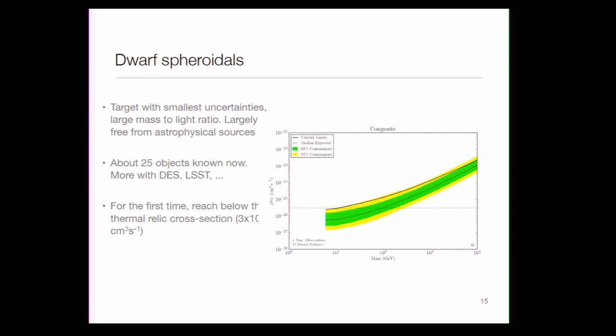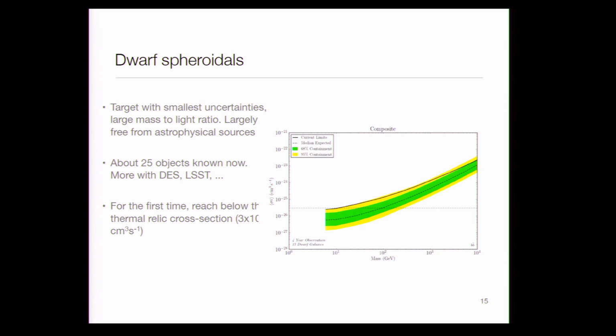Okay, so moving along with other targets where we looked for dark matter, the most promising target is to look for dark matter in dwarf spheroidals, because they are largely free from astrophysical sources that can produce gamma rays, and they are also very much dark matter dominated.